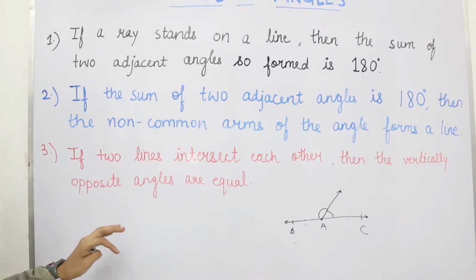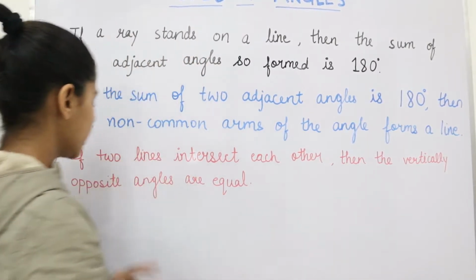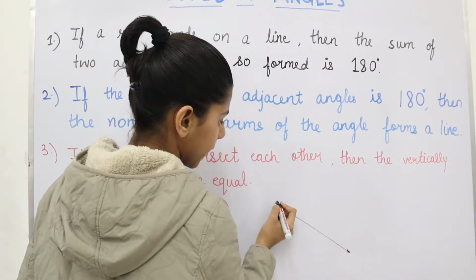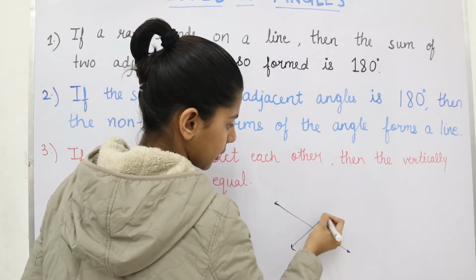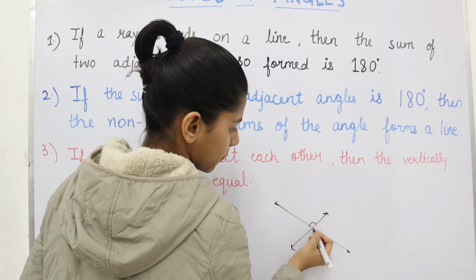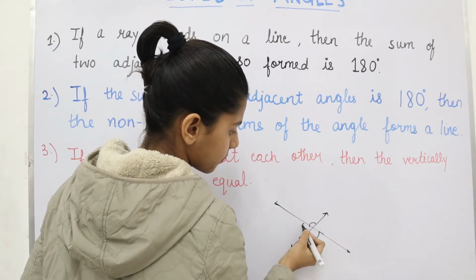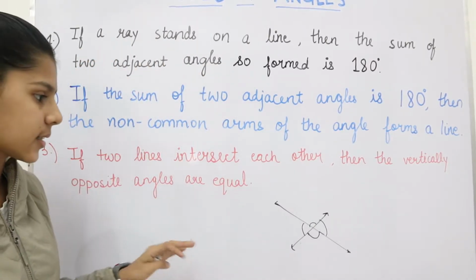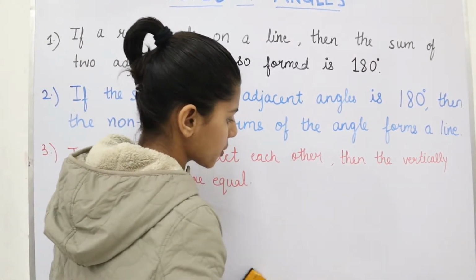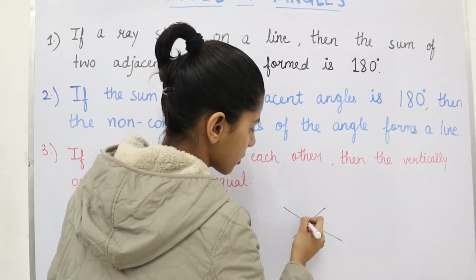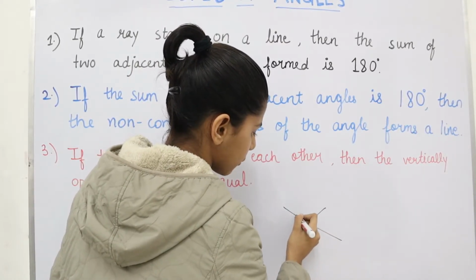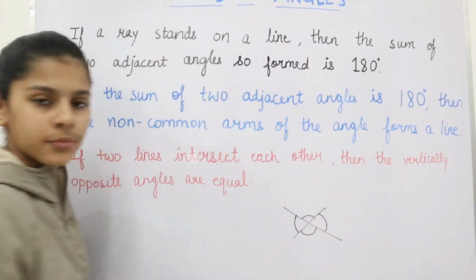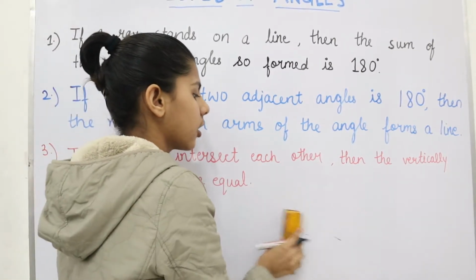Then the third rule: if 2 lines intersect each other, then the vertically opposite angles are equal. This also we have discussed, that if 2 lines are intersecting each other, then the vertically opposite angles are always equal. So these are vertically opposite angles, this one and this one. Here we have 2 pairs of vertically opposite angles: first is this one and second is this one. They are always equal. So this is the third rule.